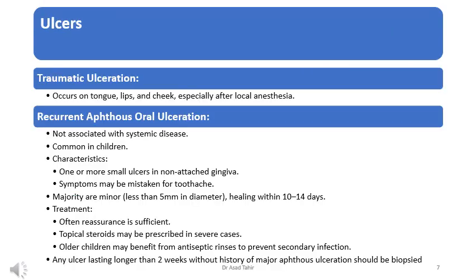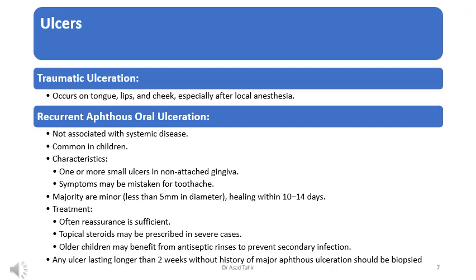Ulcers. Traumatic ulceration occurs on the tongue, lips, and cheek, especially after local anesthesia. Recurrent aphthous oral ulceration is not associated with systemic disease. Common in children. Characteristics: one or more small ulcers on non-attached gingiva. Symptoms may be mistaken for toothache. The majority are minor, less than 5 mm in diameter, healing within 10 to 14 days.